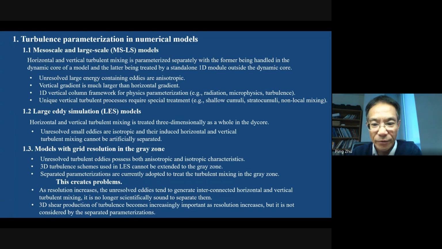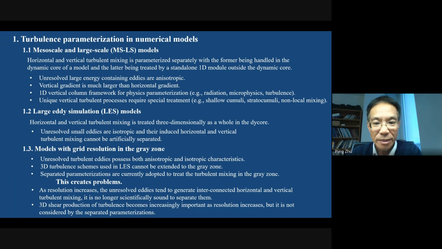Finally, there are unique vertical turbulent processes associated with shallow cumuli, stratocumuli, and non-local mixing. It is relatively easy to handle them in a column framework. For a high-resolution model that explicitly resolves large eddies, known as large eddy simulations, the horizontal and the vertical turbulent mixing is treated three-dimensionally as a whole in model's dynamic core. This is because unresolved small eddies are isotropic, and they induce horizontal and vertical mixing that cannot be artificially separated.